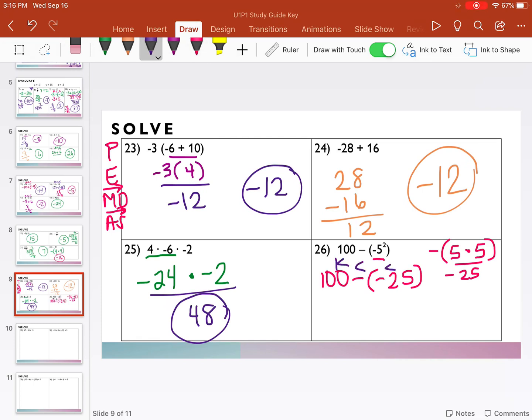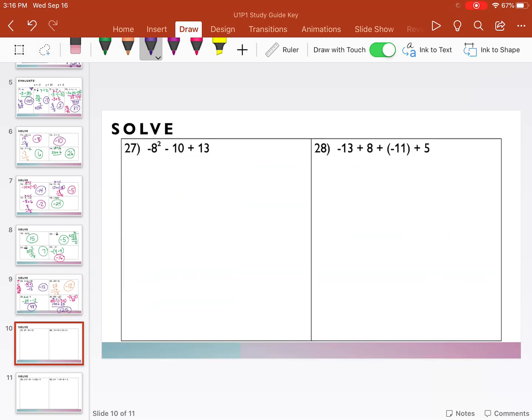Subtraction problem, so keep, change, change, which makes this 100 plus positive 25. 100 plus 25 is 125. And that is our answer.